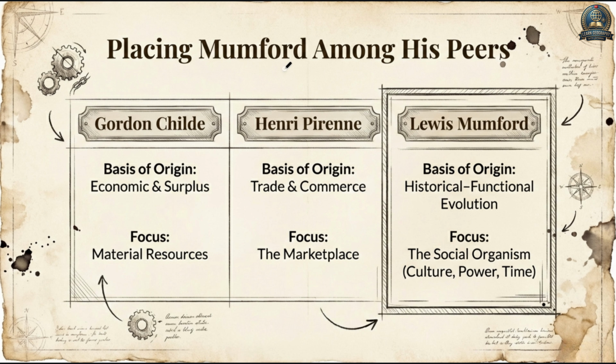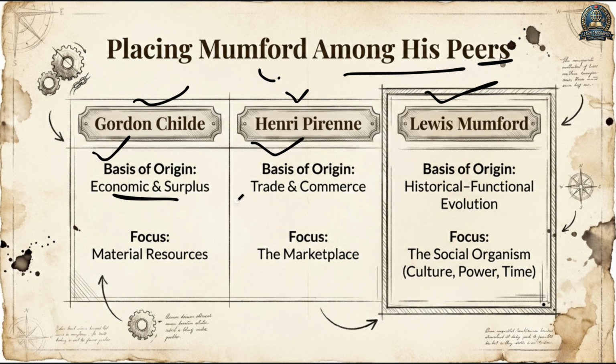Placing Mumford's theory among his peers, like Gordon Childe, Henri Pirenne, and Lewis Mumford. Gordon Childe's basis of origin is economic surplus, Henri Pirenne's basis of origin is trade and commerce, and Lewis Mumford's basis of origin is historical and functional evolution. In terms of focus, Childe focuses on material resources, Pirenne on the marketplace, and Mumford on social organization, that is culture, power, and time. This is the comparison with other prominent geographers who provided theories of urban evolution.